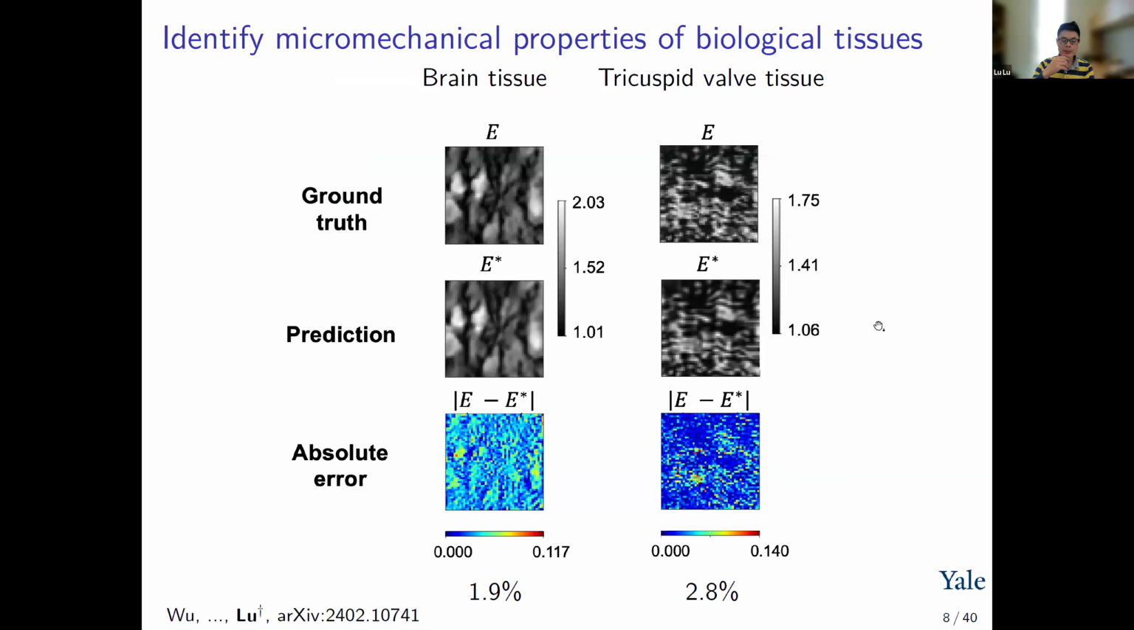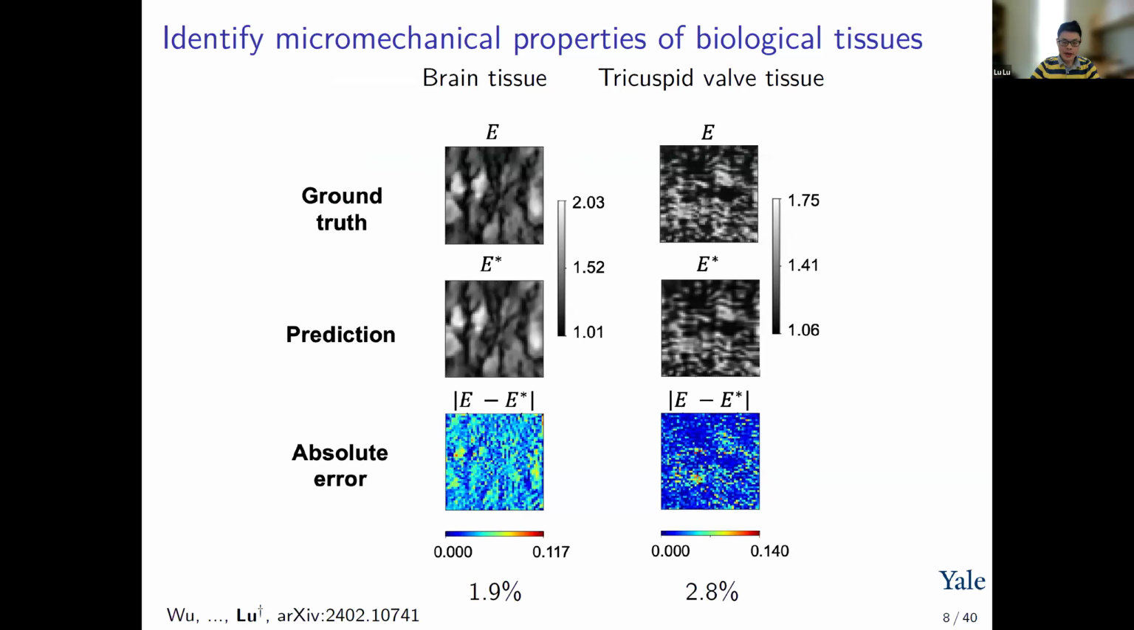So this is one prediction. On the top, we show for this brain tissue and tricuspid valve tissue the ground truth and our network prediction. And here I also show the point-wise error between the ground truth and our prediction. So overall, the prediction is pretty accurate. You can compare the two images. And overall, the error is 1% or 2%.